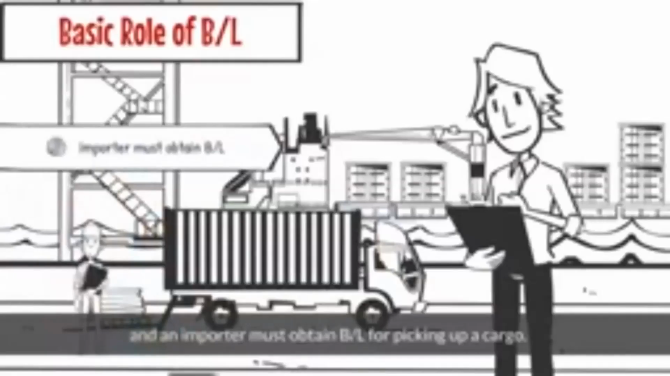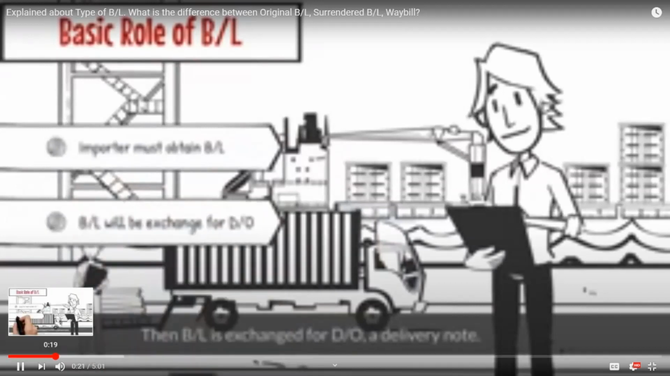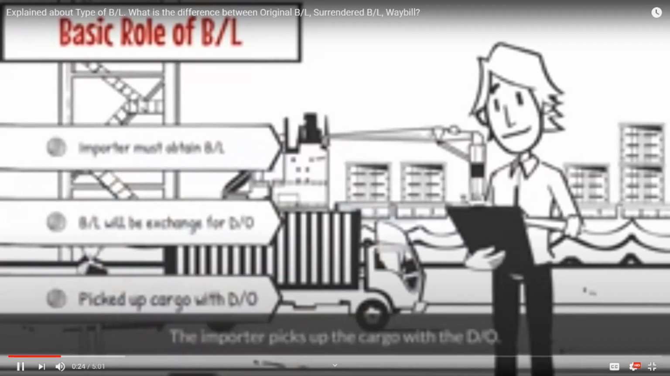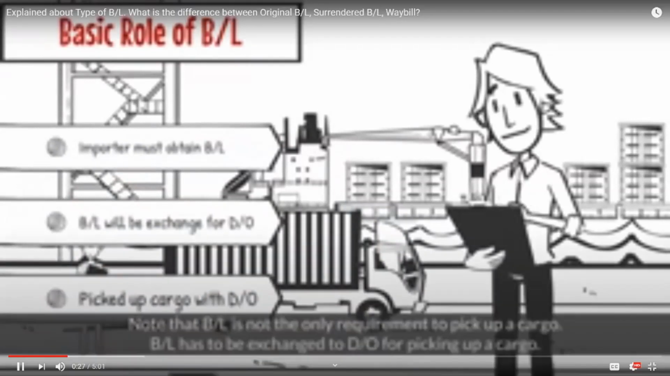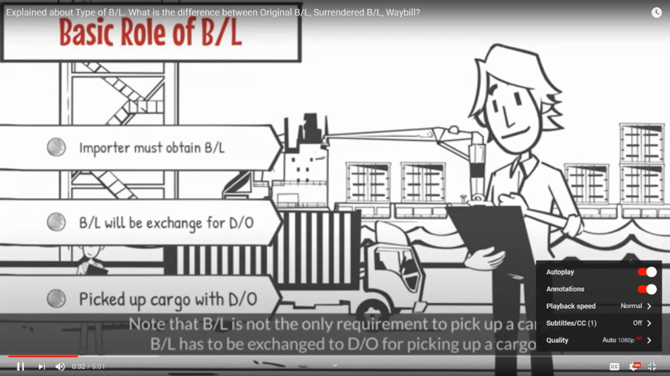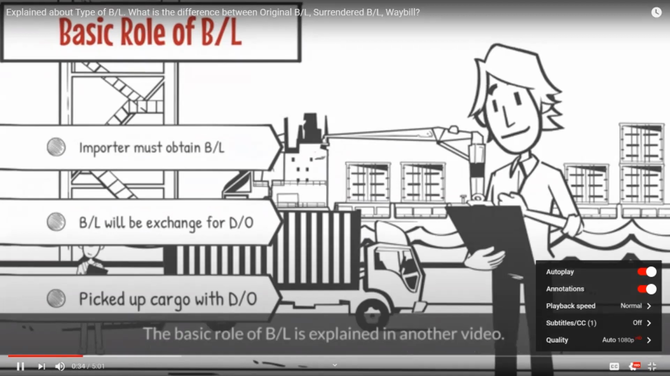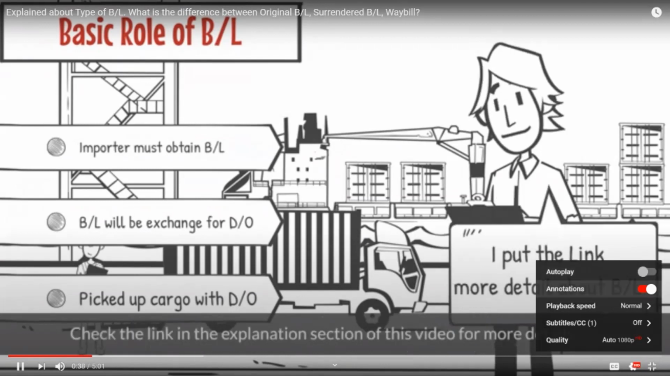BL for picking up a cargo. Then the BL is exchanged for a DO, a delivery order. The importer picks up the cargo with the DO. Note that the BL is not the only requirement to pick up a cargo. The BL has to be exchanged for a DO for picking up a cargo. The basic role of BL is explained in another video. Check the link in the explanation section of this video for more details.